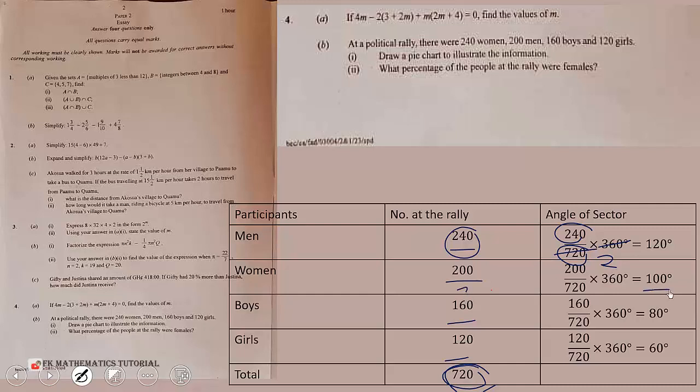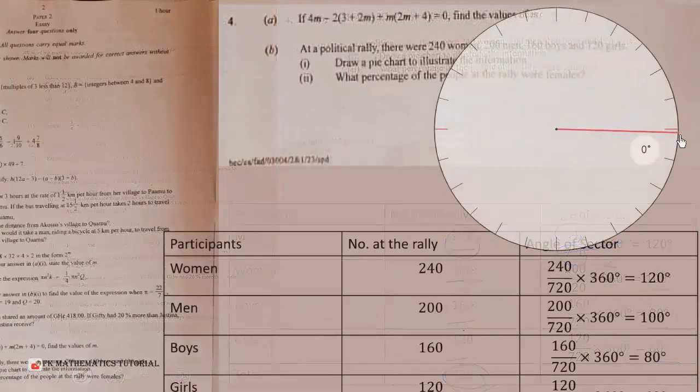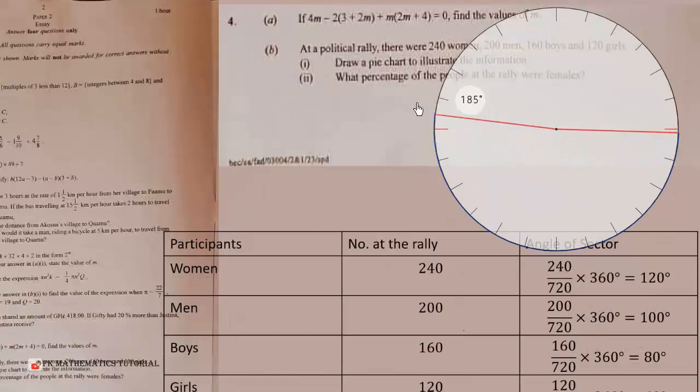So 200 by 2 is 100. 160 by 2 is 80. Then 120 by 2 is 60 degrees, as in this case. So now we take our protractor and compass. So with your compass, draw a complete circle.